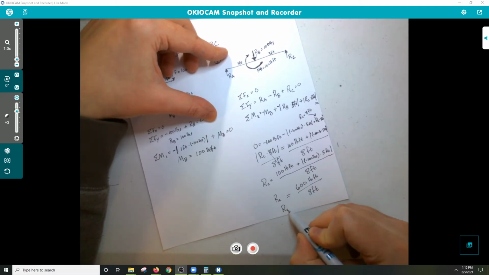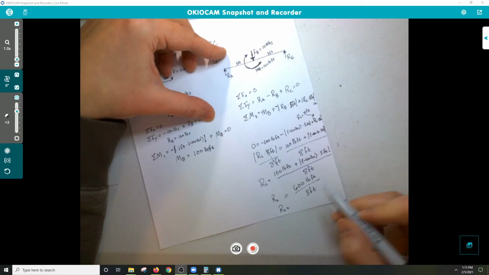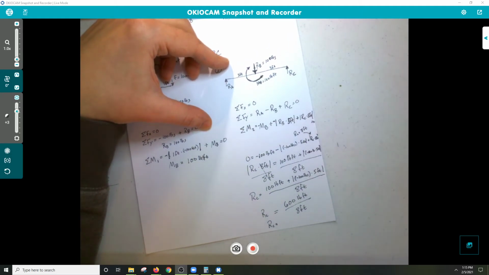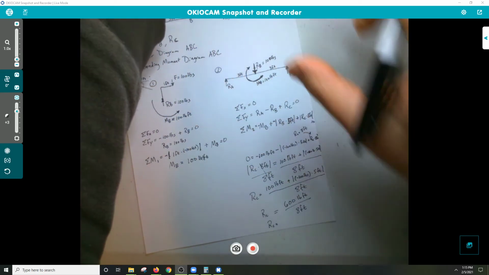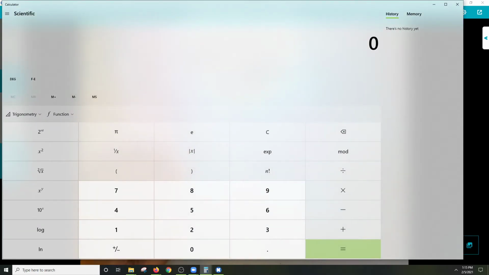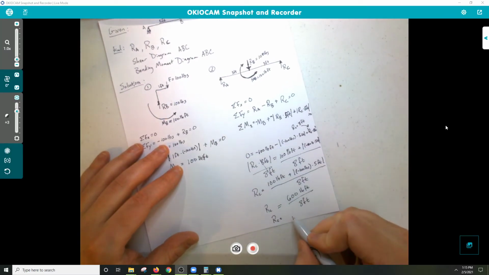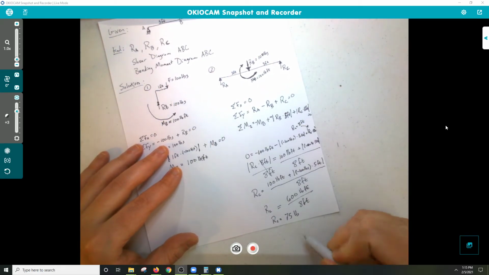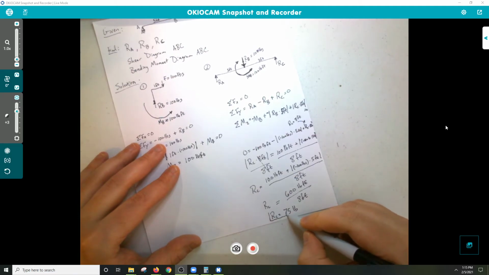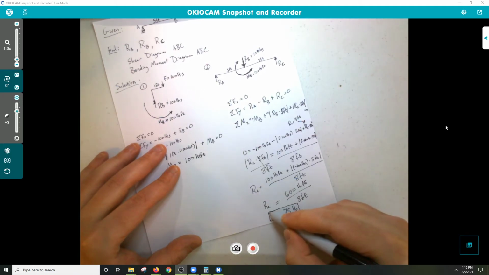So RC is equal to, well, get the calculator out. 600 divided by 8, 75. And that's in pounds, right? So our feet cancel, we're left with pounds. So RC, 75 pounds.